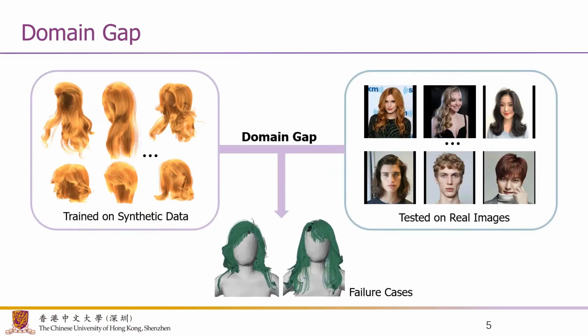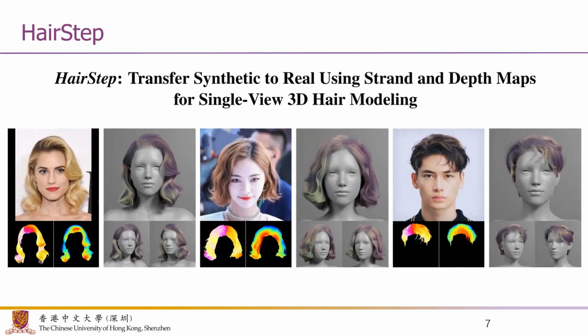As collecting pairs of 3D hairs and real images is very challenging, existing learning-based methods are just trained on synthetic data before being applied on real portraits. However, the domain gap between synthetic data and real images greatly hinders the success of high-quality reconstruction. Our HairStep is proposed to address the issue of this domain gap.